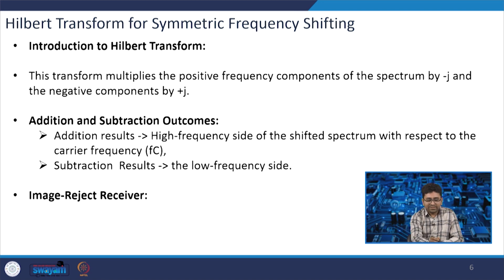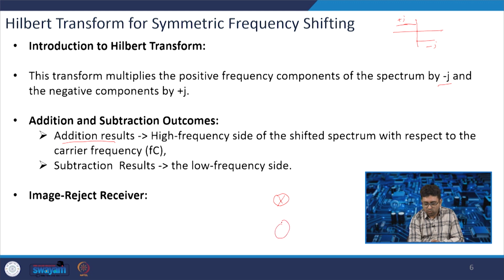So, what is the Hilbert transform? It multiplies the positive frequency component with minus j and the negative frequency component with plus j. So, when we do the Hilbert transform, we can reject the image, or otherwise you can use an addition at the output. We have already seen how we have done that.